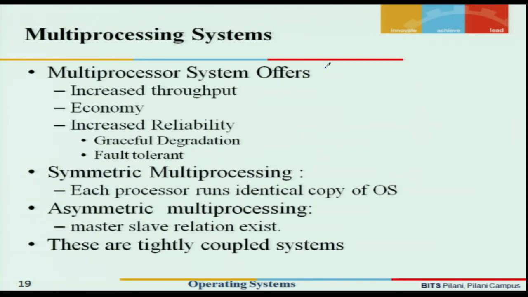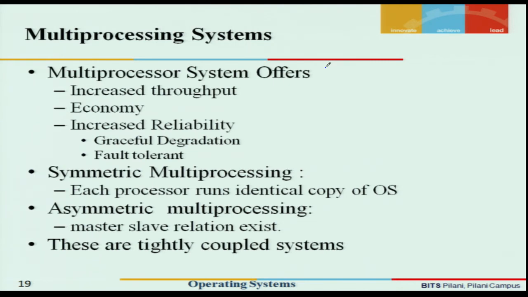It will be economical in the sense that if I try to use two machines to do two jobs, then each machine would require a keyboard, a display unit, and a power supply. Whereas if two CPUs are put into the same machine, then they require only one keyboard, one mouse, one power supply. So we find that it is going to be economical as well.